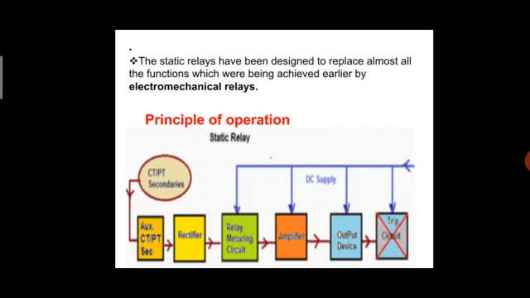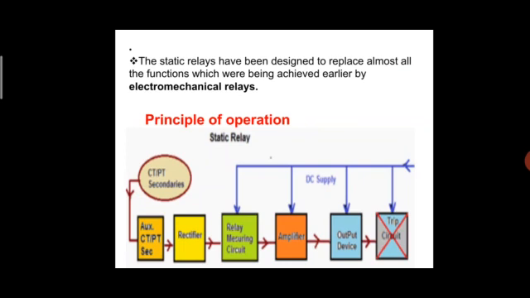Principle of operation of the static relay. CT means current transformer, PT means potential transformer. CT or PT secondaries are connected to auxiliary CT, PT secondaries. These are connected to a rectifier. The rectifier is connected to the relay measuring circuit. This is connected to an amplifier, the amplifier is connected to the output device, and the last one is the trip circuit.